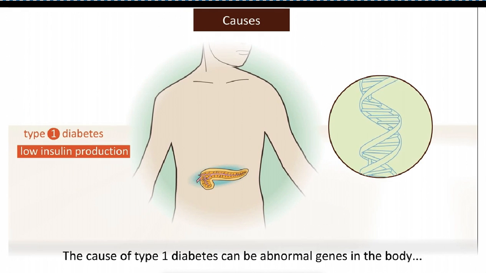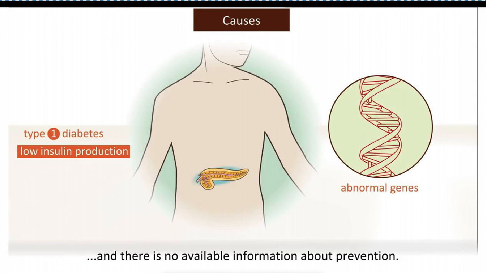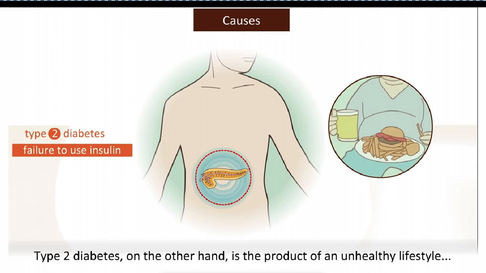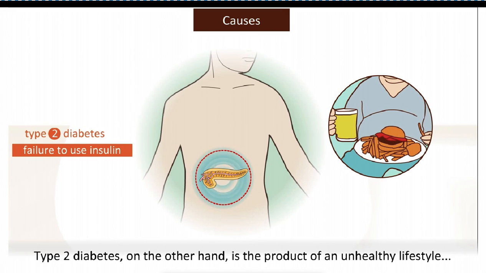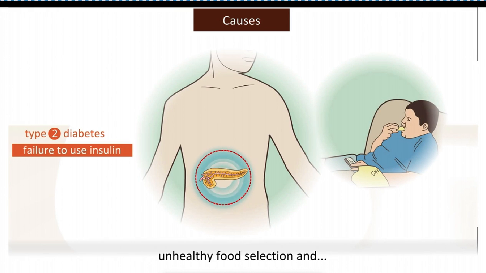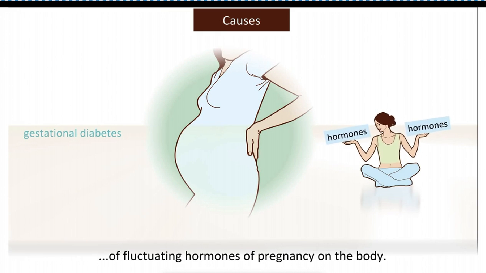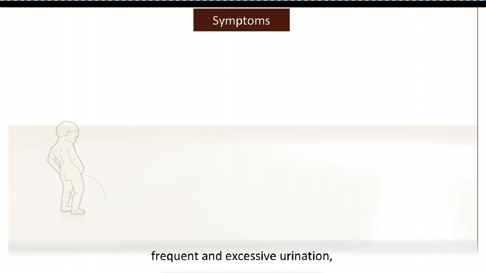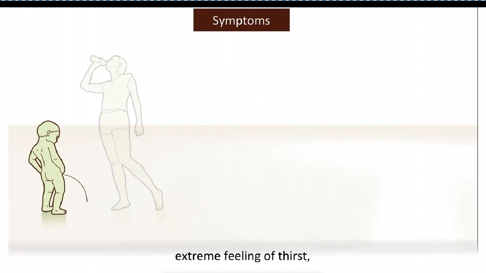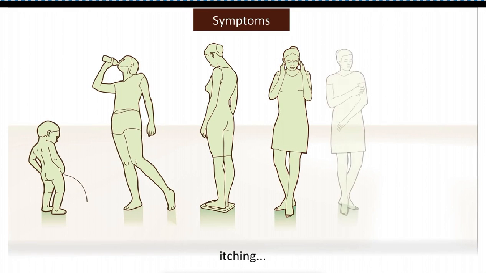The cause of type 1 diabetes can be abnormal genes in the body, and there is no available information about prevention. Type 2 diabetes, on the other hand, is the product of an unhealthy lifestyle and is related to excessive body weight, unhealthy food selection, and prolonged inactivity. The cause of gestational diabetes is linked to the effect of fluctuating hormones of pregnancy on the body. Symptoms of diabetes can be frequent and excessive urination, extreme feeling of thirst, weight loss, vision changes, itching, and fatigue.